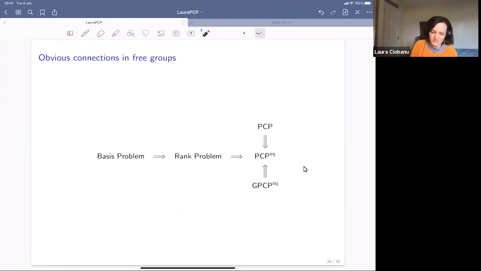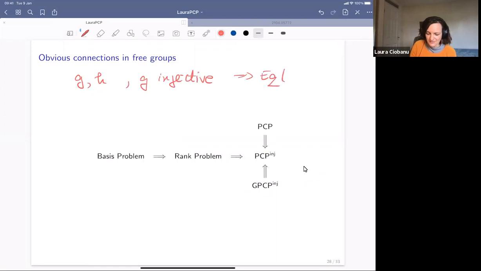So, again, you have the maps G and H, and one of them is injective, let's say G injective. Then you can talk about the equalizer being finitely generated, otherwise not. Okay. So if you have this setup, then you can ask what is the basis for the equalizer. Obviously, if you know a basis, you know what the rank of the equalizer is. You just read off how many elements you have in a basis.